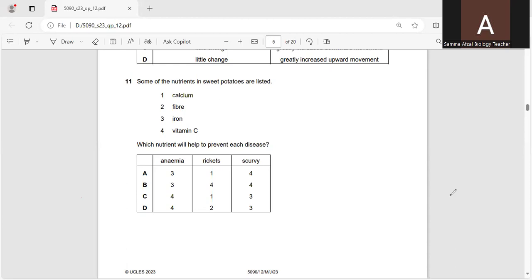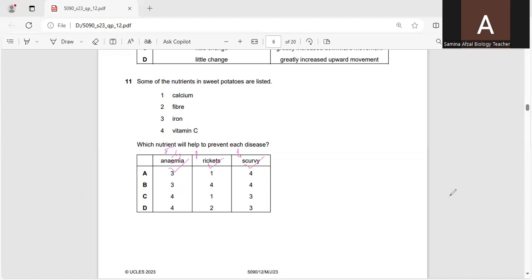Anemia. To prevent anemia, the person needs iron. So for anemia, there should be the iron, so 3. For rickets, there should be the calcium. No doubt, calcium is on 1. And for scurvy, the vitamin C, so 4. It means, according to this, we have the option anemia for 3, rickets 1, and scurvy 4.